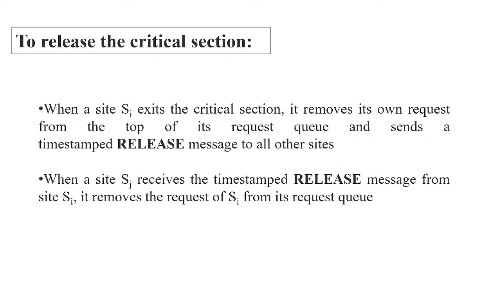Next is to release the critical section. When the site Si exits the critical section, it removes its own request from the top of its request queue and sends a timestamped release message to all other sites. When a site Sj receives the timestamped release message from the site Si, it removes the request of site Si from its request queue.